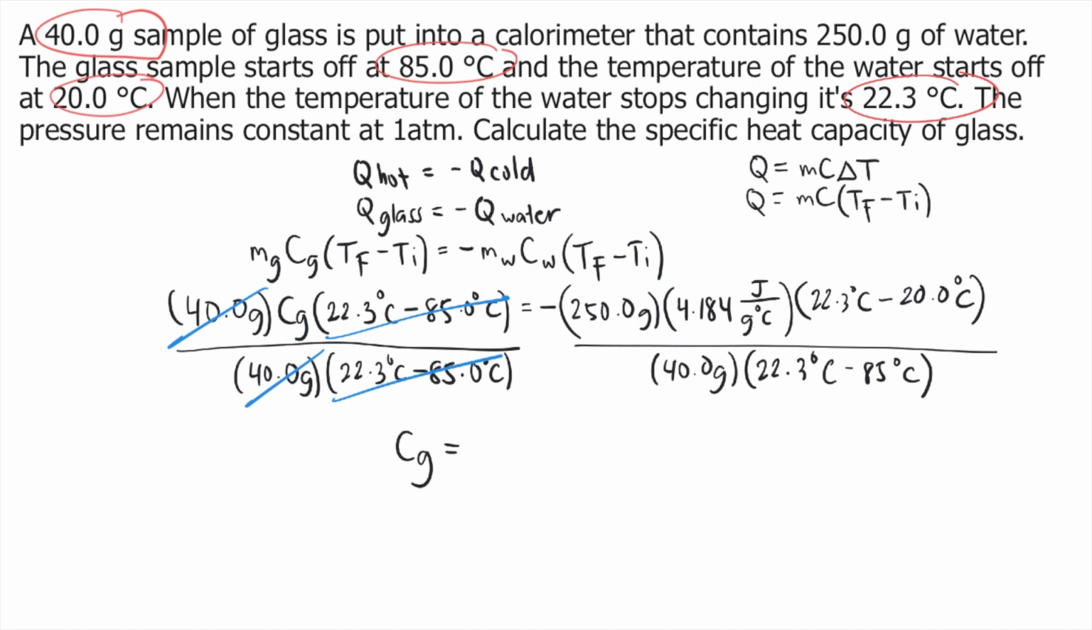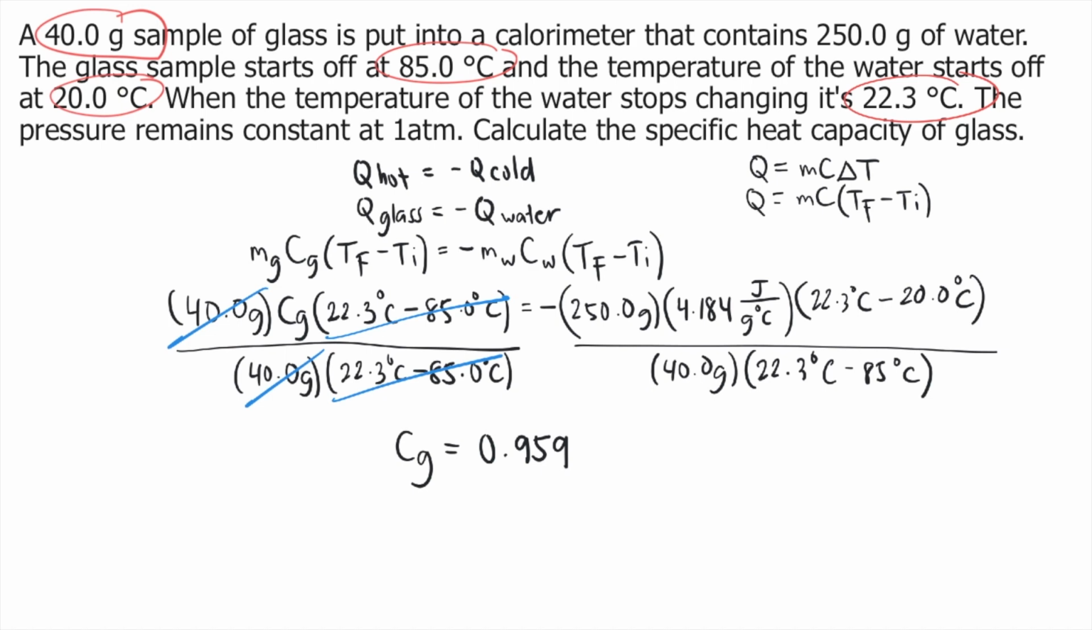And on the right side, grab your calculator and type the numbers. So that's negative 250 times 4.184 times the change of temperature of water divided by 40 grams times the change of temperature of glass. And if you do that, you will get approximately 0.959.